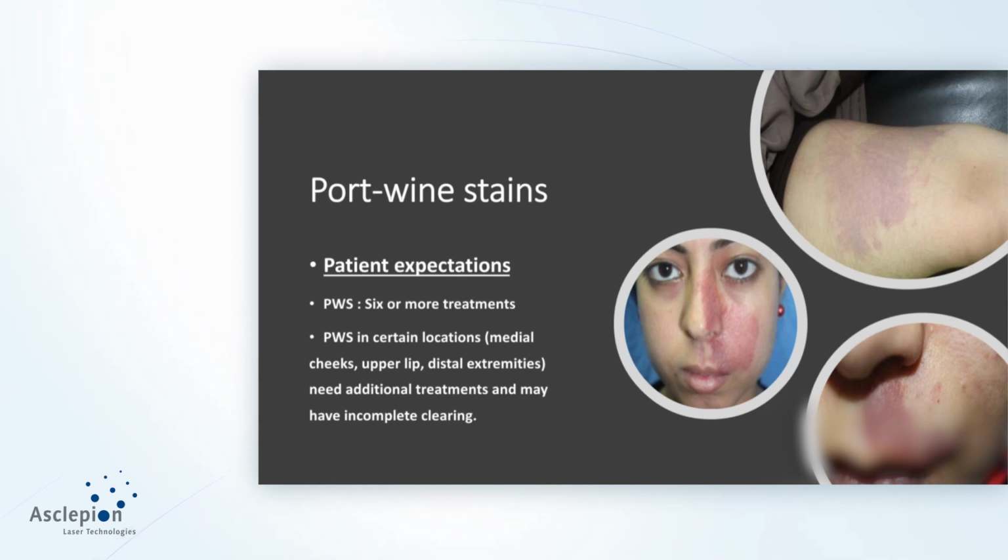Another item: not all sides are treated the same. Cheek, nose, chin, forehead, no. Port wine stain in certain locations like the medial cheek, upper lip, and distal extremities needs additional treatment and may have incomplete clearance.